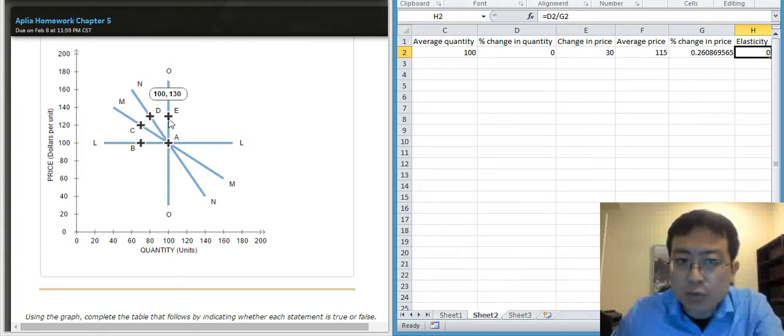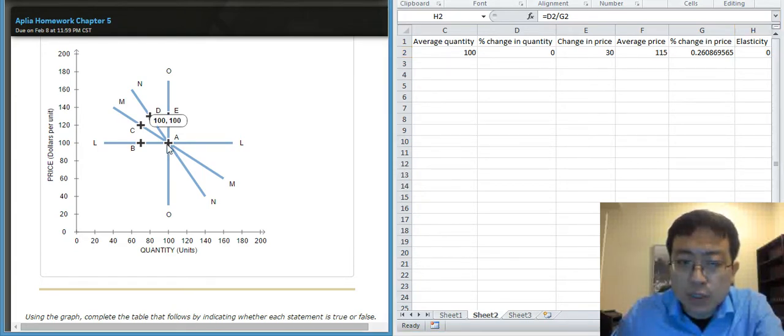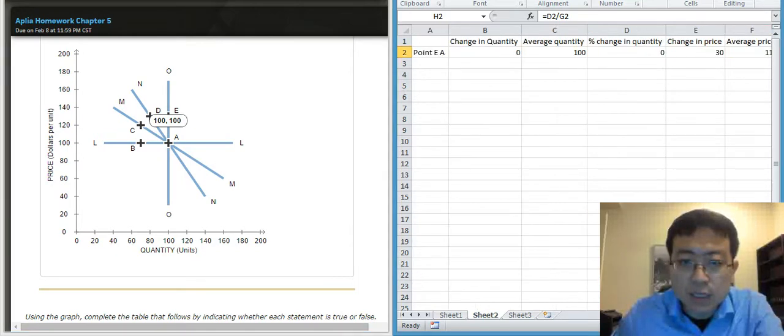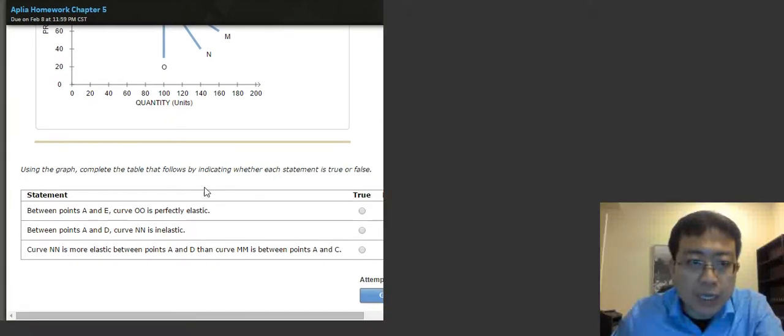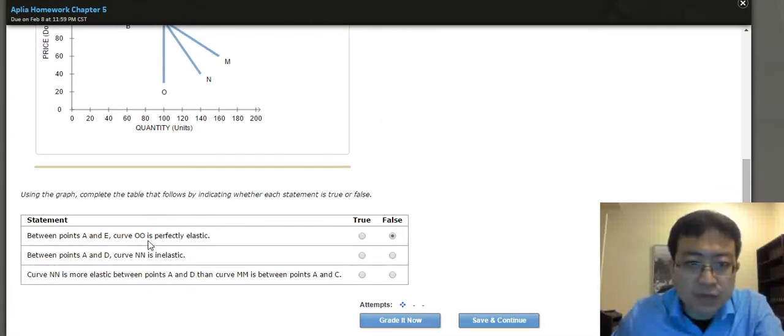So it doesn't matter what the price is. When the price is 130, we buy 100. When the price is 100, we buy 100. So it doesn't matter what the price is, consumers always buy the same amount. So we're very inflexible. Therefore, we call this one perfectly inelastic. So for the first question over here, between point A and E, curve OO is perfectly elastic. This answer will be false. It should be perfectly inelastic.